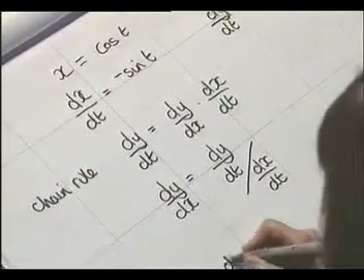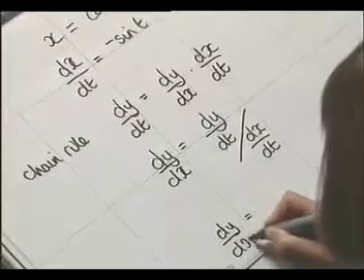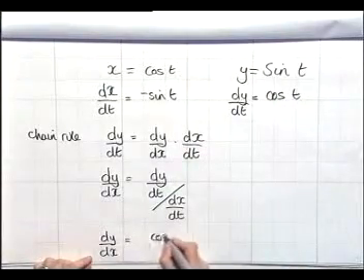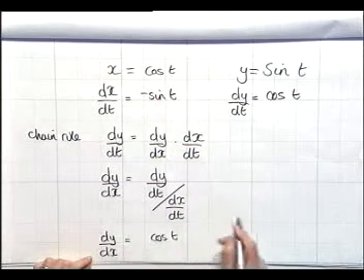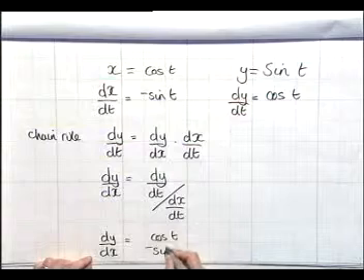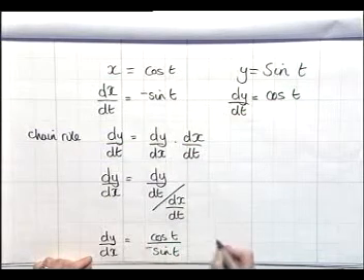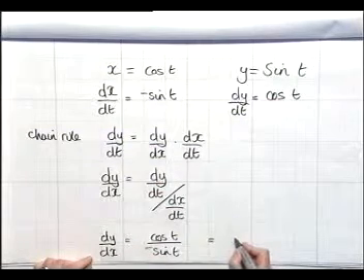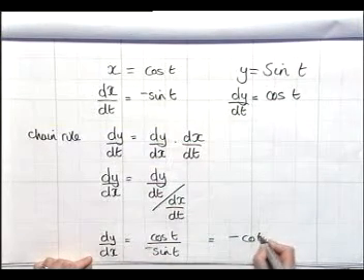So if we now substitute, dy by dt is cos t, and dx by dt is minus sin t. So what we have is the derivative dy by dx is minus cot t.